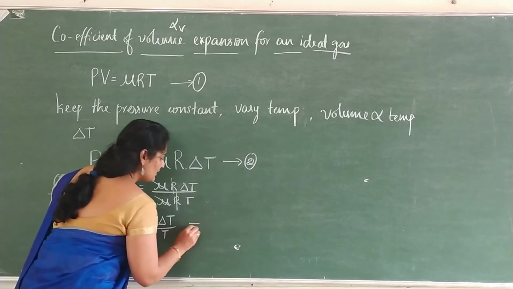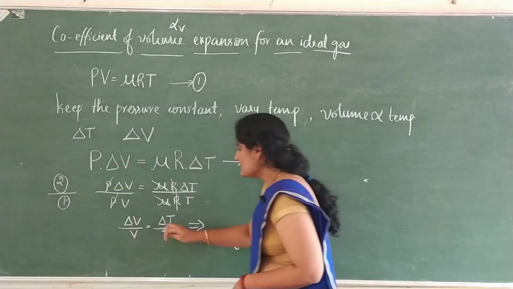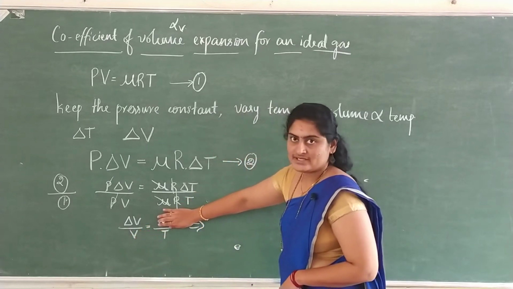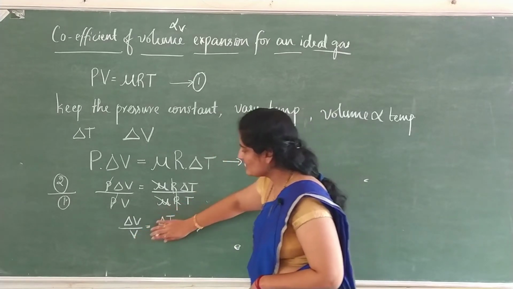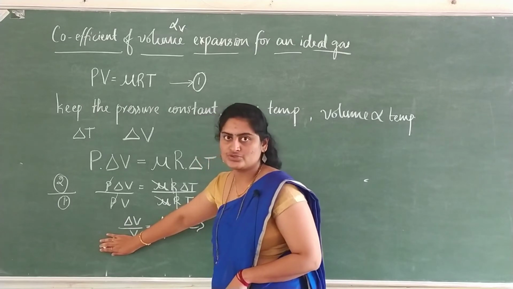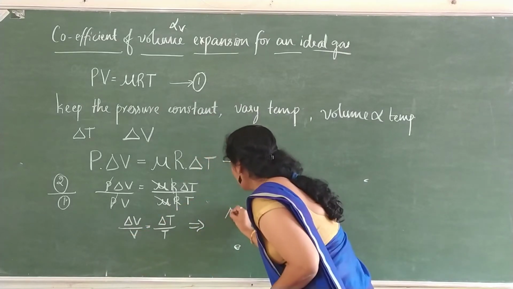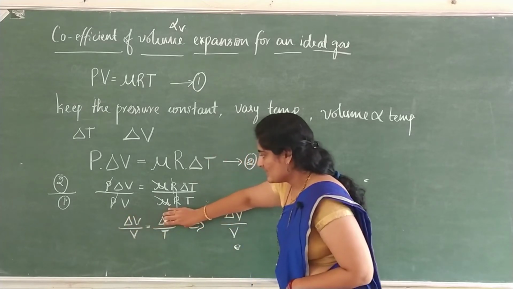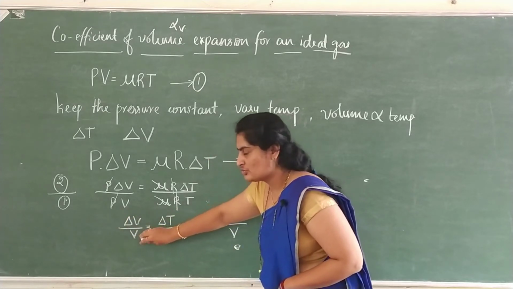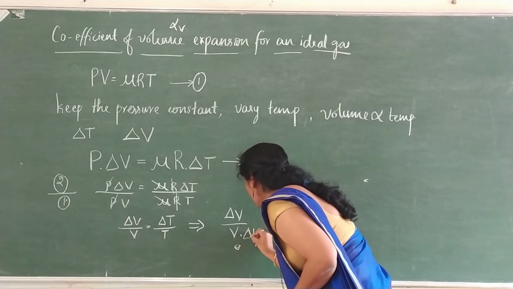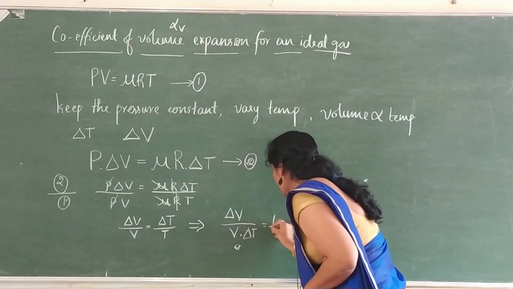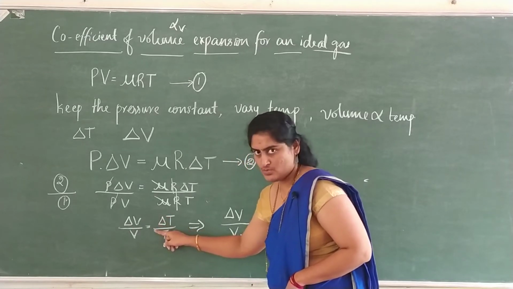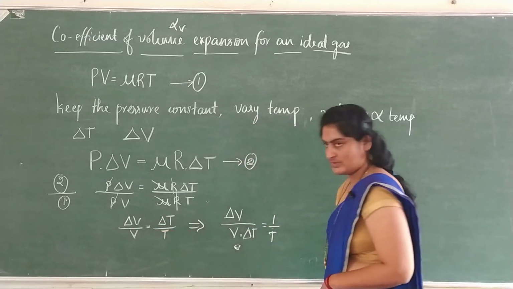Now, what I do, I bring this delta T to this side. It is in the numerator on this side, so if I bring it to this side, it goes to the denominator. So delta V by V into delta T is equal to 1 by T, right? 1 by T.